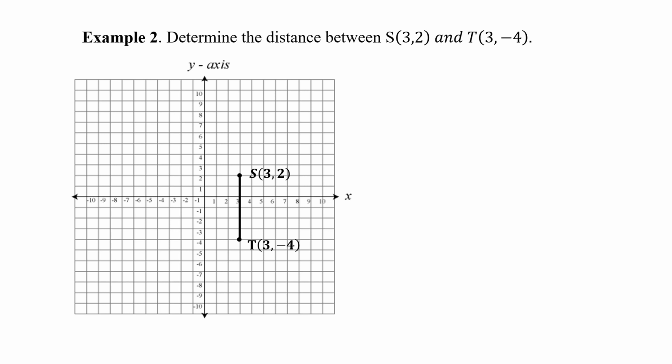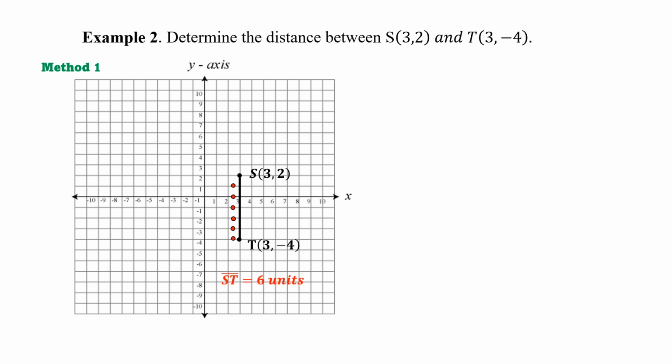Let's apply method number 1. Count the grid covered by the line in the Cartesian coordinate plane. Let us count the grid line. We have 1, 2, 3, 4, 5, and 6. There are 6 units from point S to point T. Therefore, the distance between points S to point T is 6 units.